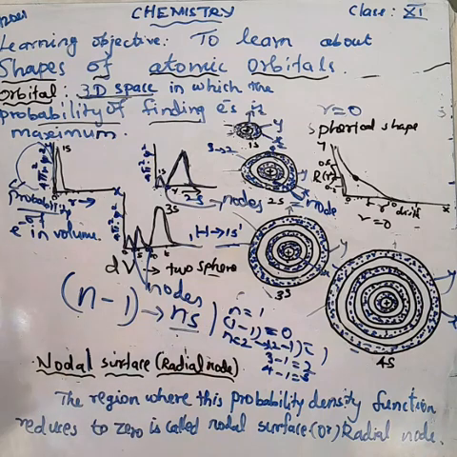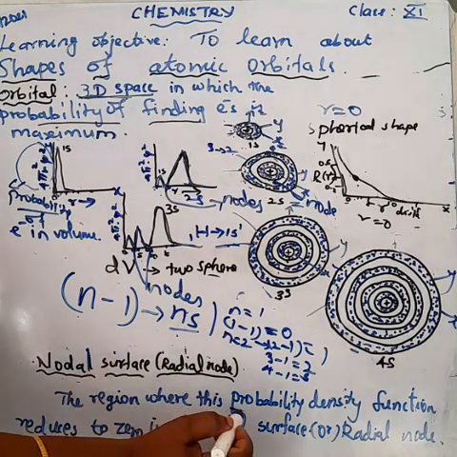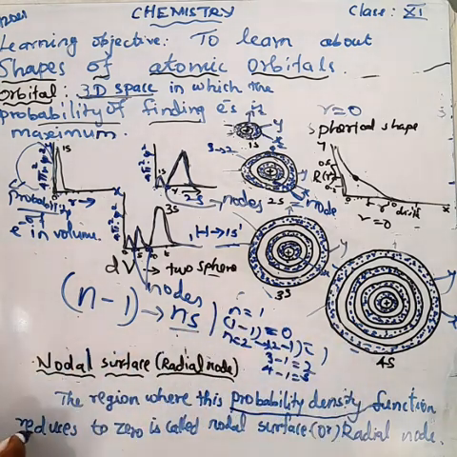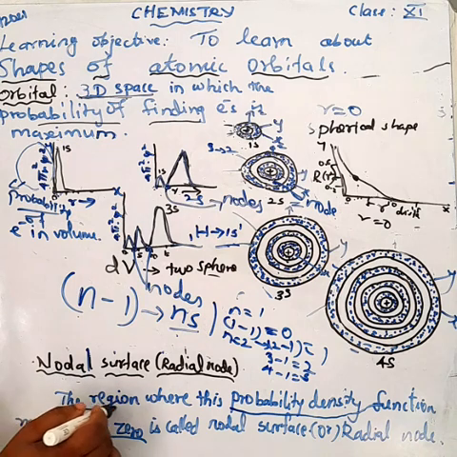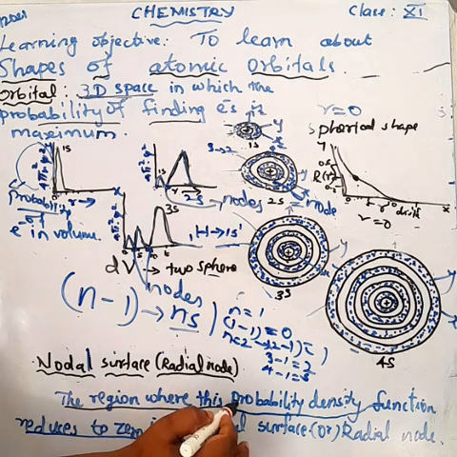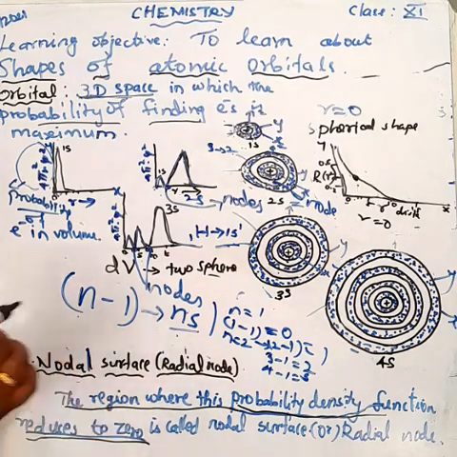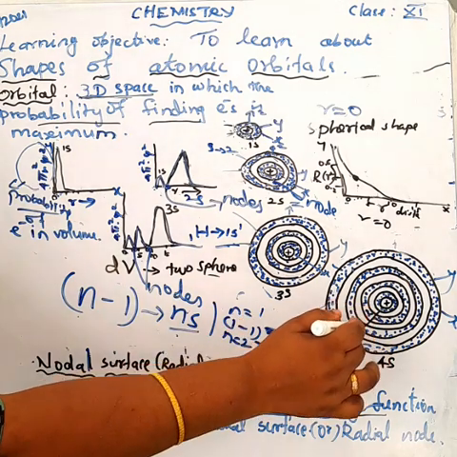So what do you mean by node? Node means the region where the probability density function reduces to 0. Very, very important. What do you mean by nodal surface or radial node? It means the region where the probability density function reduces to 0 is called the nodal surface. Understood? Okay, I hope all of you understood.